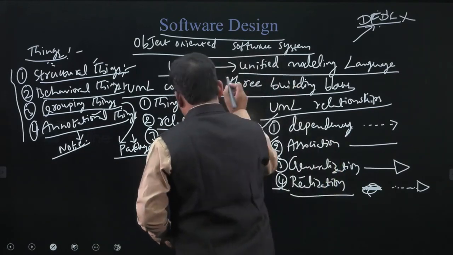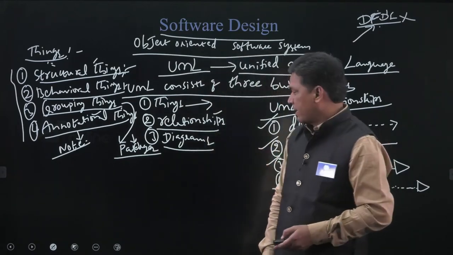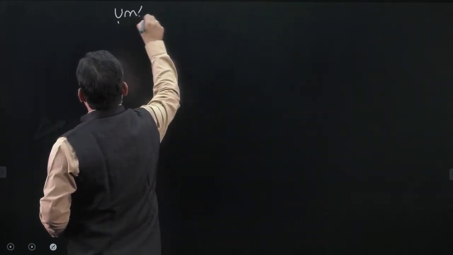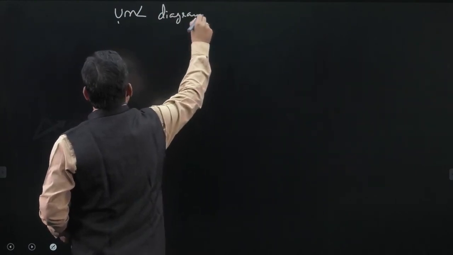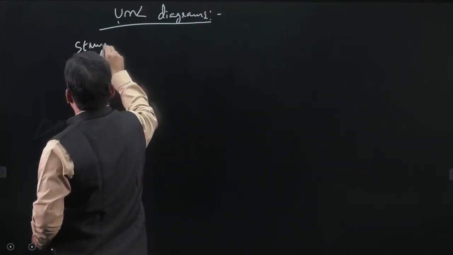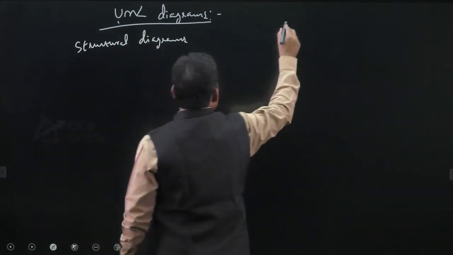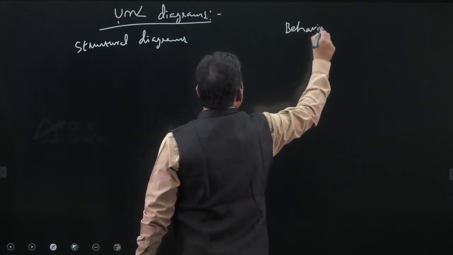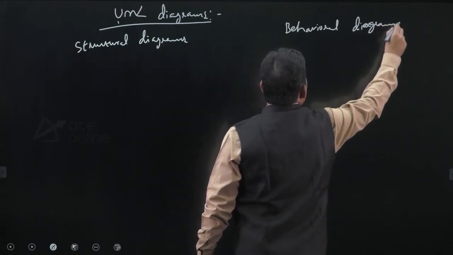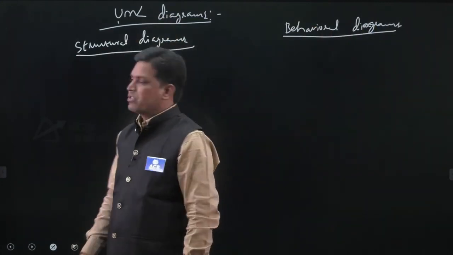Next we are going to discuss diagrams. In UML there are nine kinds of diagrams, classified into two categories. What are those two categories? UML diagrams are classified into structural diagrams, the first category, and behavioral diagrams. So what are the diagrams that come under structural diagrams?